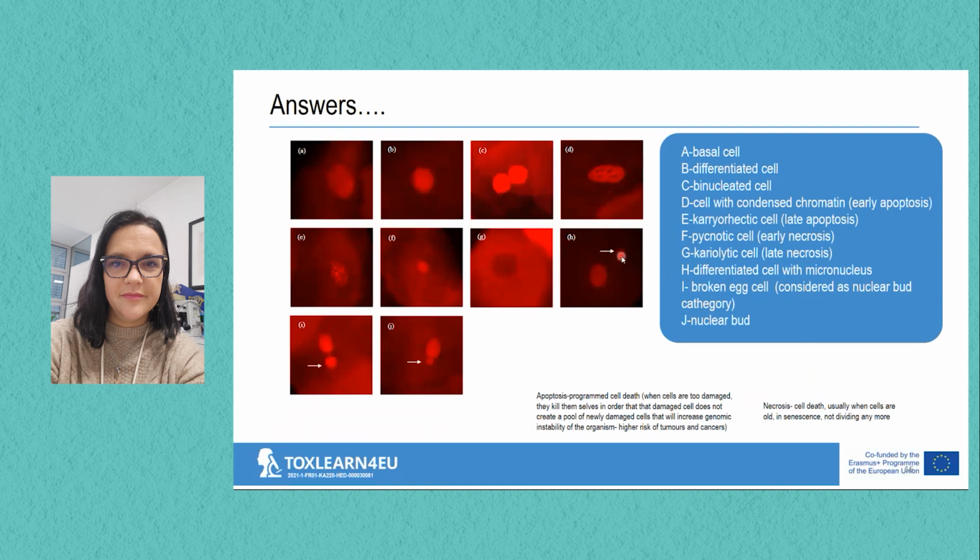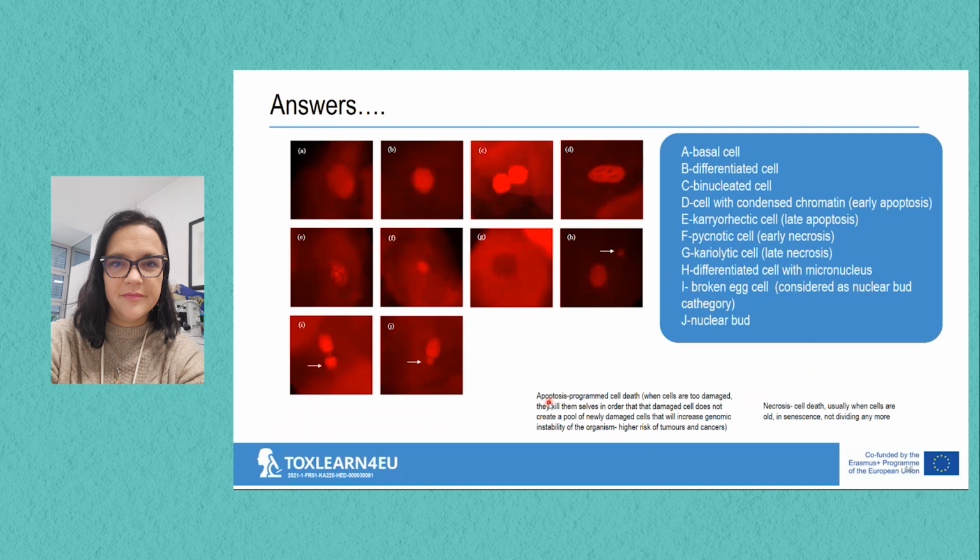This is actually the differentiated mononucleated cell with micronucleus. So they are in the same focus, the size is okay. This and this. This is actually the broken egg. So those are two parts of the nucleus connected with a bridge. But if you connect them together, they will make the oval shape of one nucleus. That's why they are called the broken egg. And this is actually the nuclear bud.